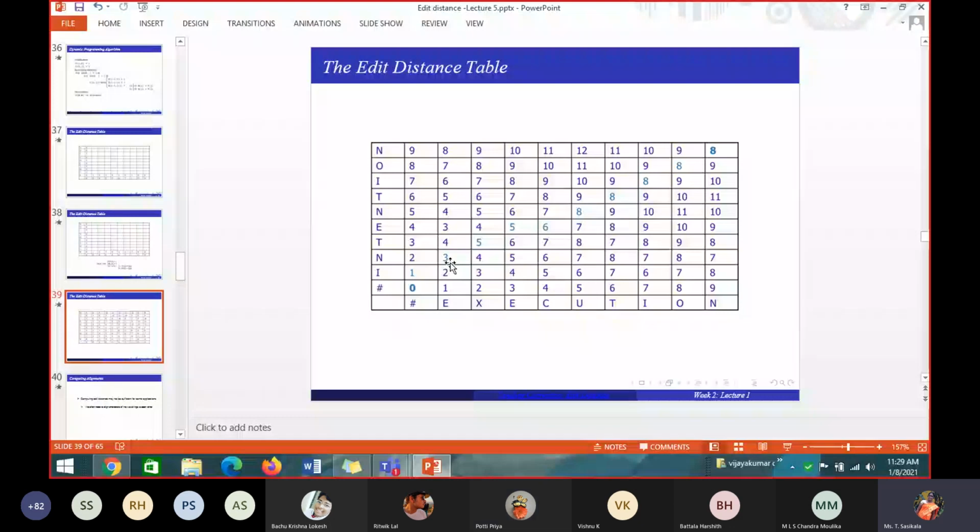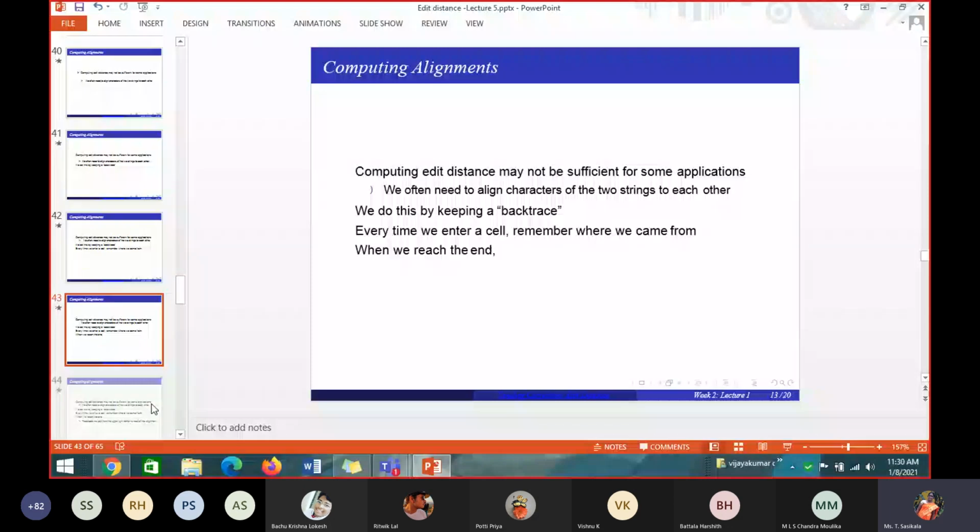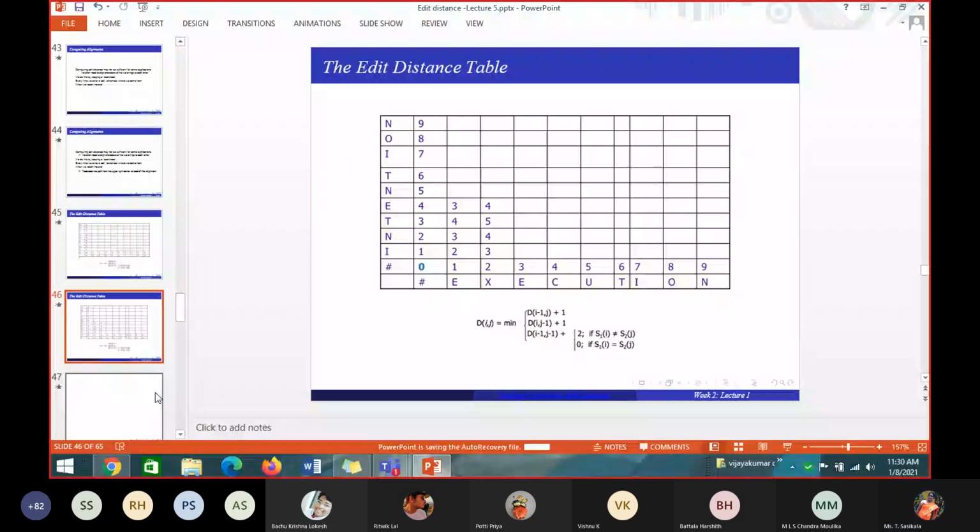Next, compare T and E. For T and E, move to the left side. What is the value on the left side? Left side plus 1, down plus 1. Wait, I had that proper. Where did it go? One minute.